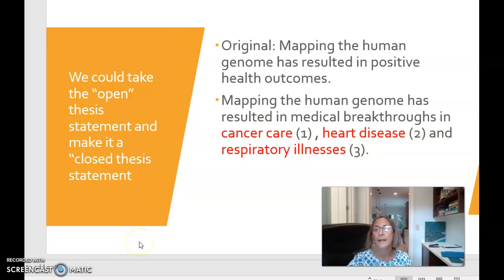That's a good open thesis statement, right? Positive health outcomes. But how about making it even more focused? Taking that open thesis statement and making it closed. In other words, providing the reader the blueprint points that you're going to be discussing. And here's what we're going to discuss: how it's helped health outcomes in terms of cancer, how it's helped health outcomes in terms of heart disease, and how it's helped health outcomes in terms of respiratory illnesses.